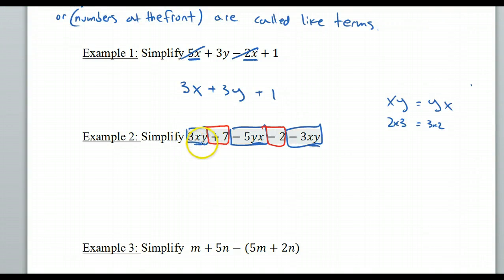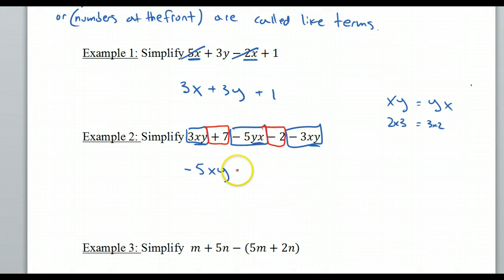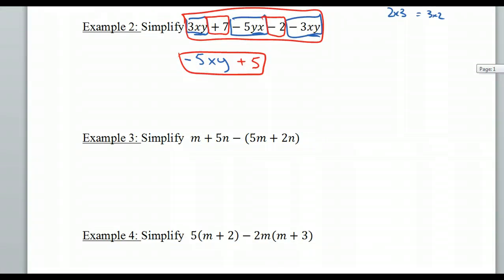So I have 3xy's minus 5yx's, and those are the same, minus 3 more. Well, let me see how many I have. I start with 3, I lose 5, that's minus 2, and I lose 3 more, that's minus 5. So minus 5xy, and then I have 7. Let me change my color. Here we go. 7 minus 2. Well, that's going to be plus 5. So I went from this big complicated expression here to a nice looking simplified one down here. Okay, let's do the next one.